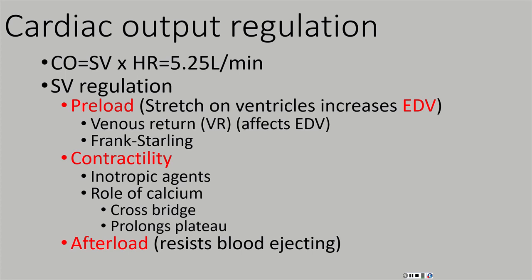Now, there are ways to regulate preload. There are ways to regulate contractility. But right now we're just looking at the 3 ways to regulate stroke volume, which is preload, contractility, and afterload. So stroke volume is regulated by preload. Well, preload is almost the exact same thing as end diastolic volume. They're not the same, but you can kind of think of them as the same.